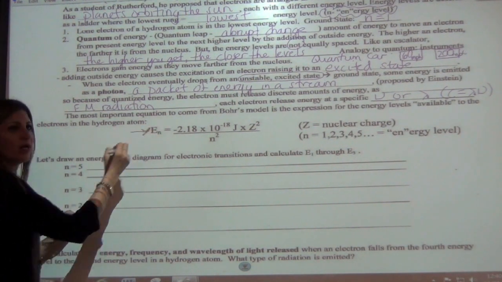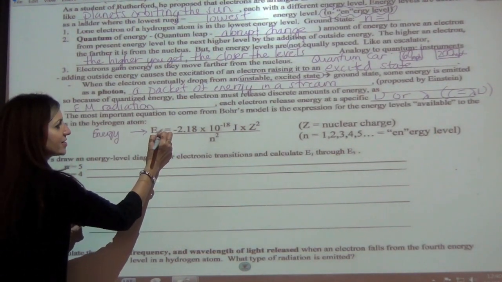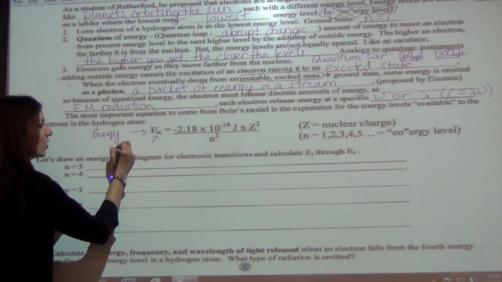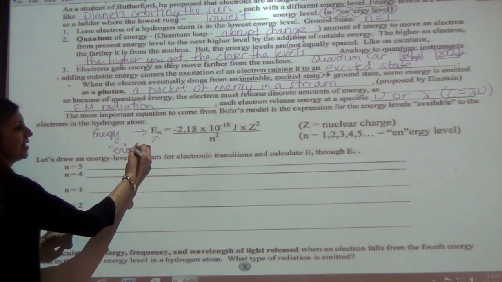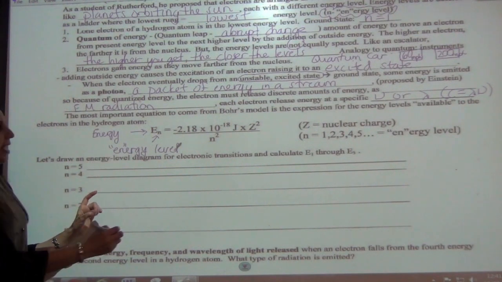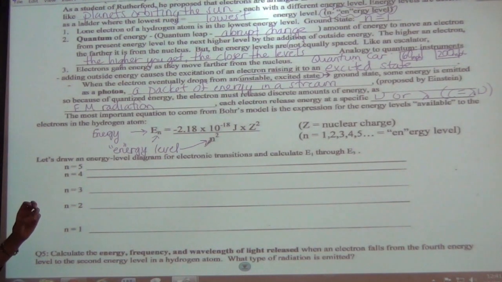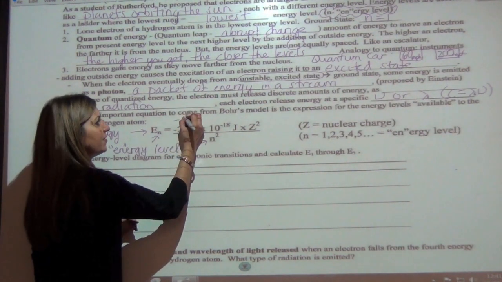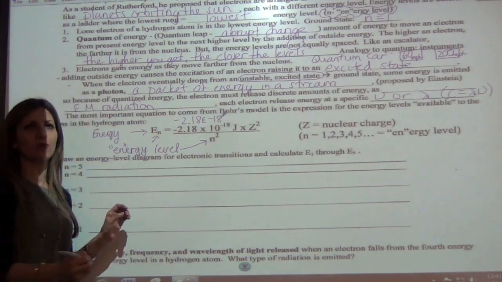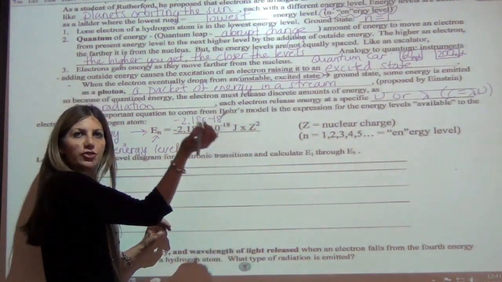What do you think this E is for? Energy. What do you think this n is for when we defined n up there? Energy level. This is the energy level, and put n in quotes. And this n is also for energy level. Now, it's this negative 2.18 times 10 to the negative 18. In your calculator, you would write it as E negative 18, no times 10, just E negative 18. And then there's this joules, which are the units of energy.